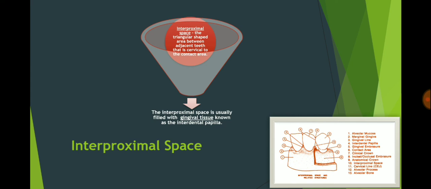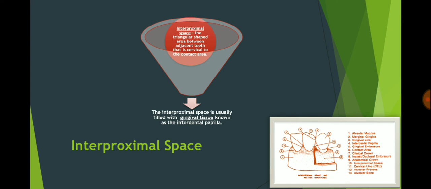So number 1 is going to be the alveolar mucosa. Number 2 is marginal gingiva. Number 3 is gingival line. Number 4 is interdental papilla. Number 5 is gingival embrasure. And number 6 is the contact area. Number 7 is the clinical crown. And number 8 is incisal or occlusal embrasure.